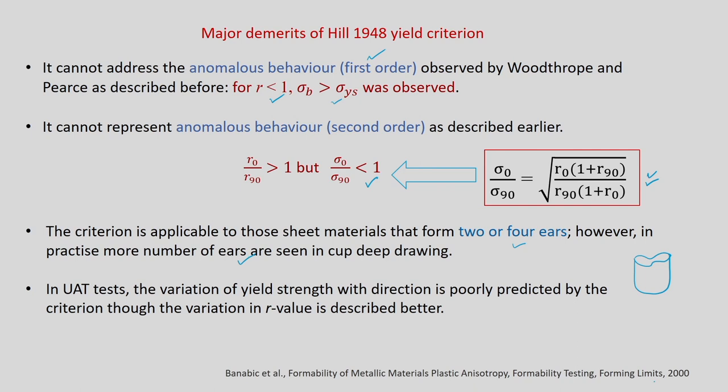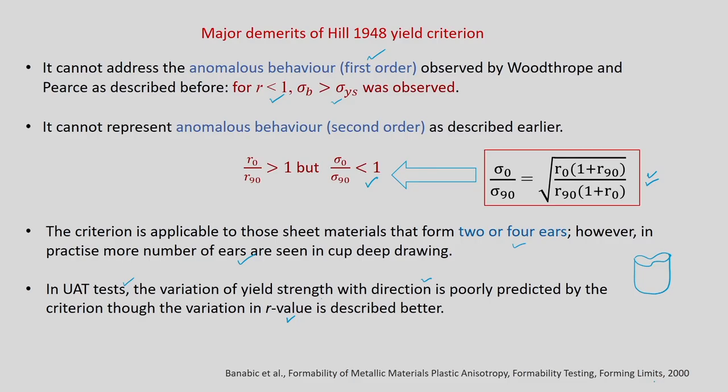by Hill 1948. And moreover, it is also said that in the uniaxial tension test, the variation of yield strength with direction is poorly predicted by this criterion, though the variation of R value is described better. Suppose you do a tensile test and get R0, R90, and you also get sigma 0, sigma 90, it is said that the variation of yield strength with direction is poorly obtained. But the R0, R45, the R value prediction is acceptable. So, these are the major demerits of this criterion. Specifically, the first two are very important, these two anomalous behaviors.